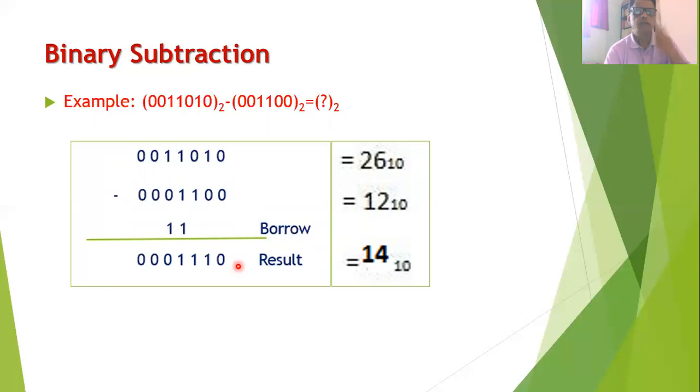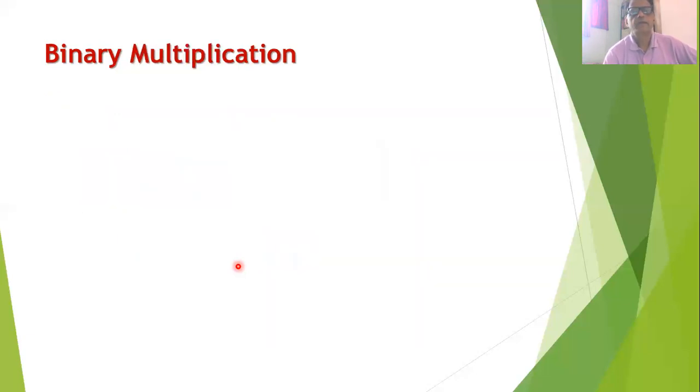You will find that binary subtraction can be done in a variety of ways. For example, it is possible to perform the binary subtraction by using the 1's complement method and the 2's complement method also. But that we will discuss in another session. Now we will go for the binary multiplication.